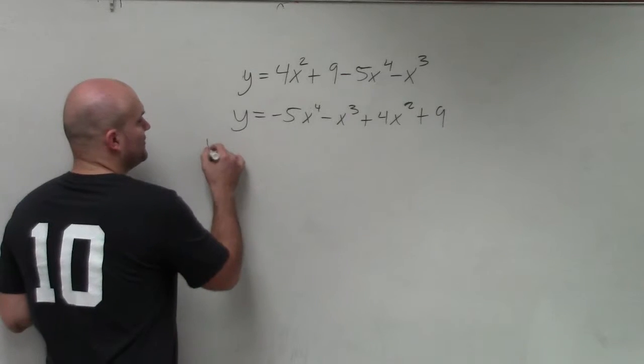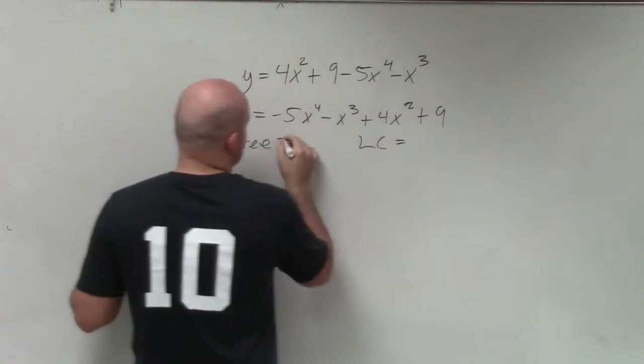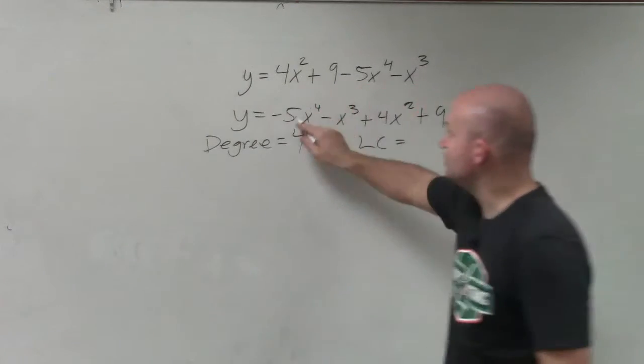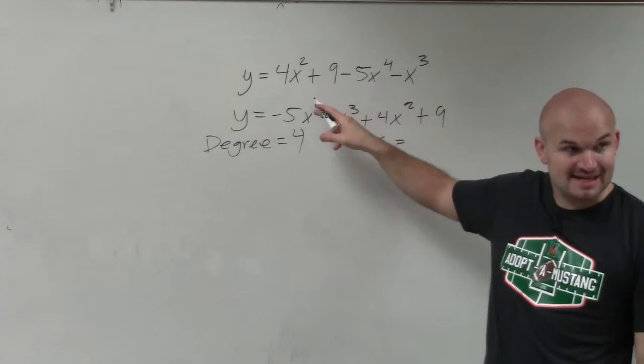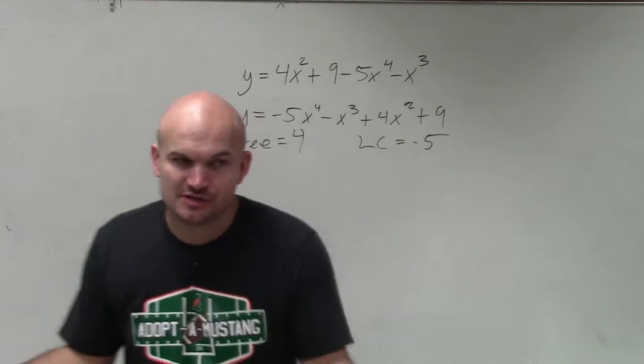Well, to determine the end behavior, I think it's important to understand what the degree is and then what the leading coefficient is. The degree is the largest power, which in this case is 4. And the leading coefficient is the coefficient of the term that contains the power of the degree, which is negative 5.